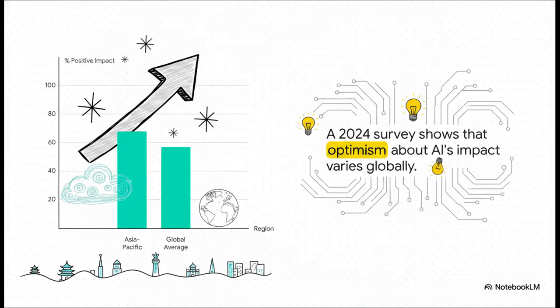It's also super interesting to see that not everyone views this technology in the same way. A 2024 survey showed that optimism really varies around the world. In the Asia-Pacific region, for example, 68% of people see AI's impact as positive. That's way higher than the global average. And that difference in attitude really shapes how this technology gets developed and regulated from country to country.